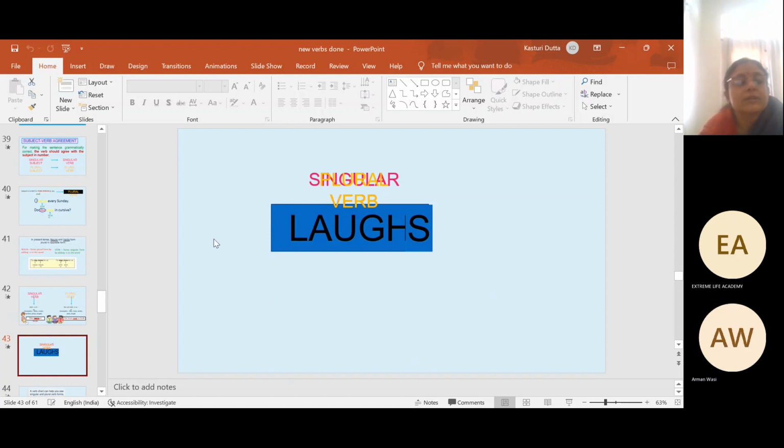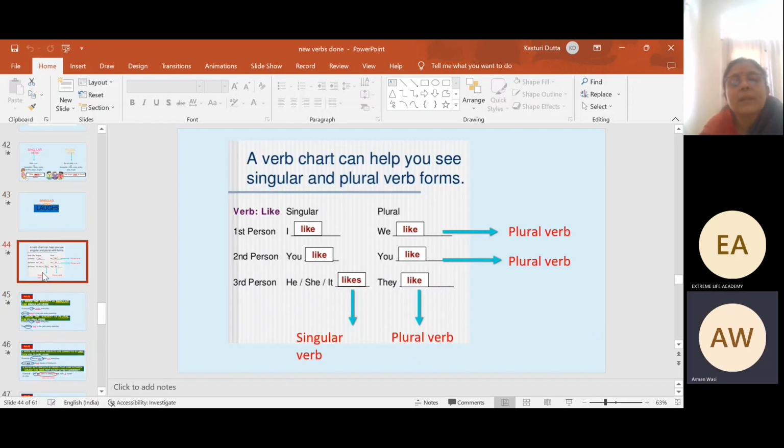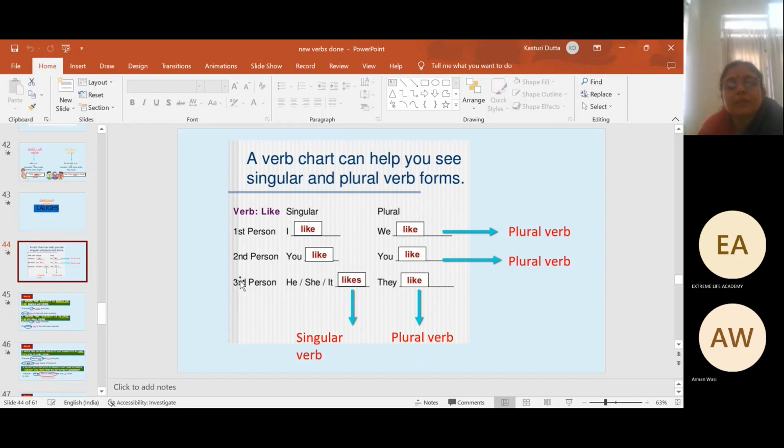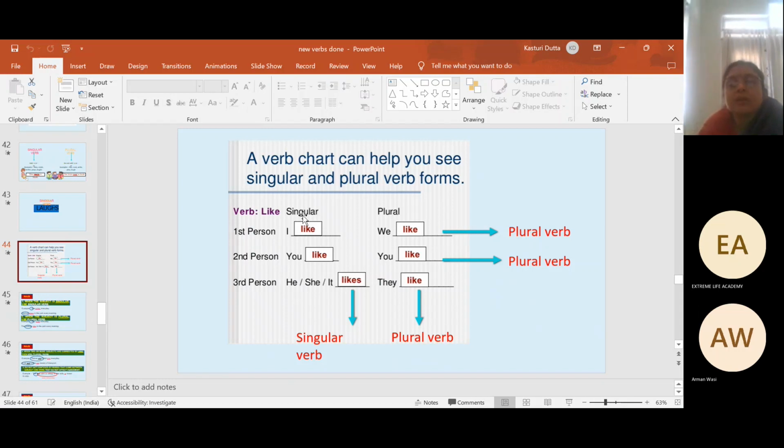Okay, just a minute. Let's see this table first clearly. You will understand. Try to get this concept clear. This is very important actually. First person, you know. Second person is also known to you. Third person is known to you. The one word is used here as like. Okay, like singular.